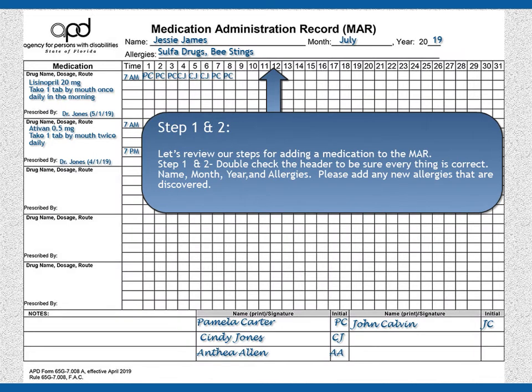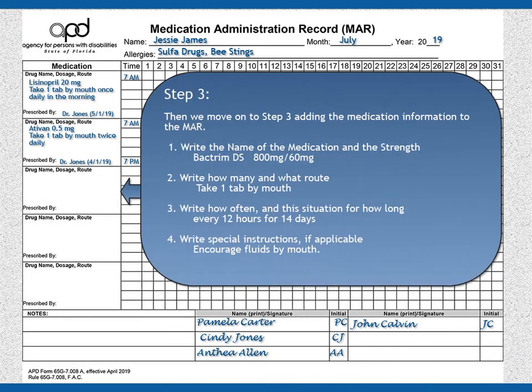Let's review our steps for adding a medication to the MAR. Step 1 and 2, double-check the header to be sure everything is correct. Name, month, year, and allergies. Please add any new allergies that are discovered. Then we move on to steps 3 and 4, adding the medication information to the MAR.